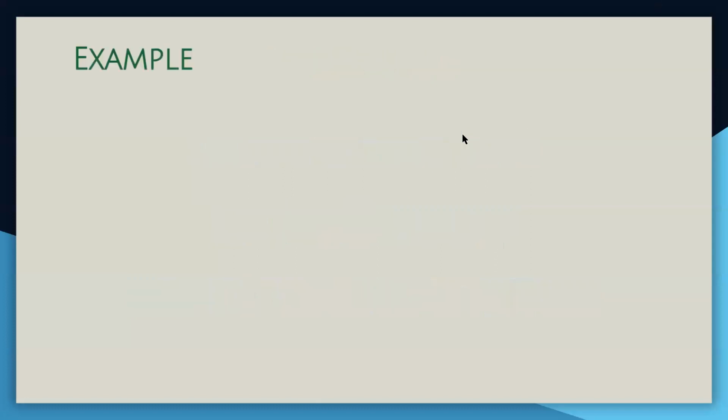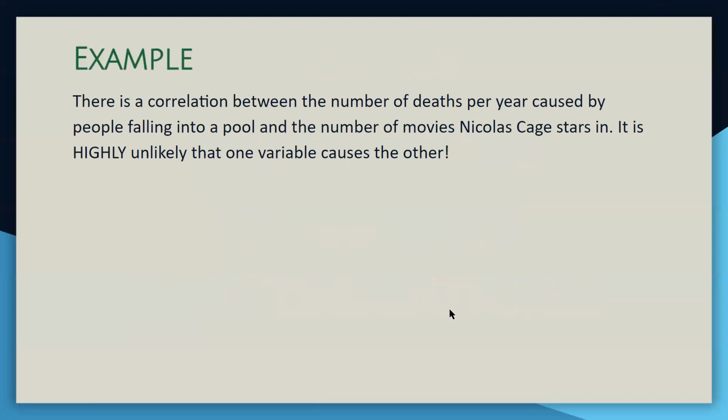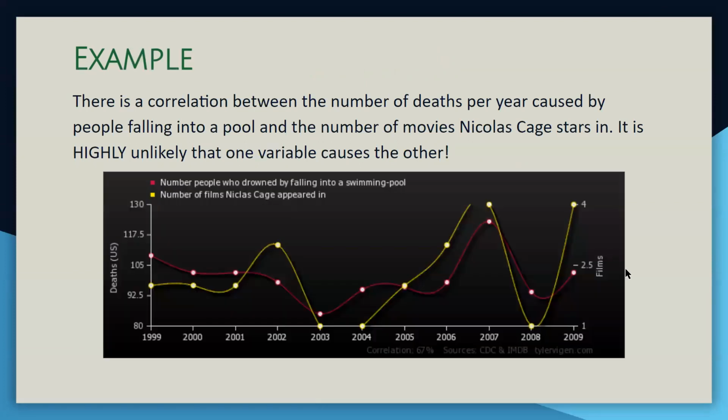For example, there is a positive correlation between the number of deaths per year caused by people falling into a pool and drowning and the number of movies that Nicolas Cage stars in. It is highly unlikely that Nicolas Cage is running around the US pushing people into their pools and causing them to drown. So this is an example of a completely coincidental relationship.